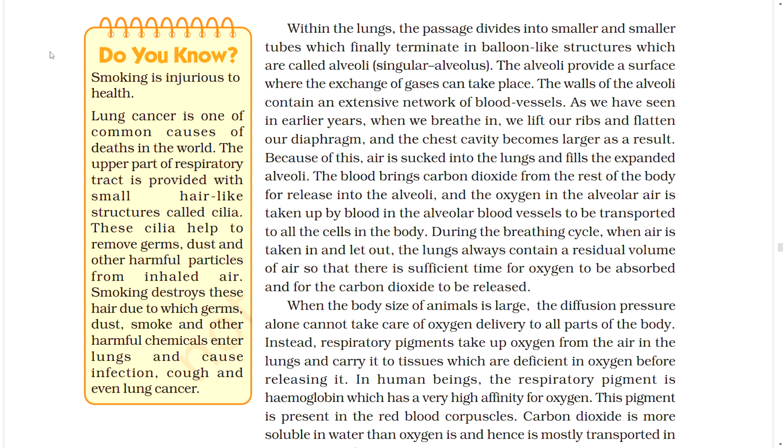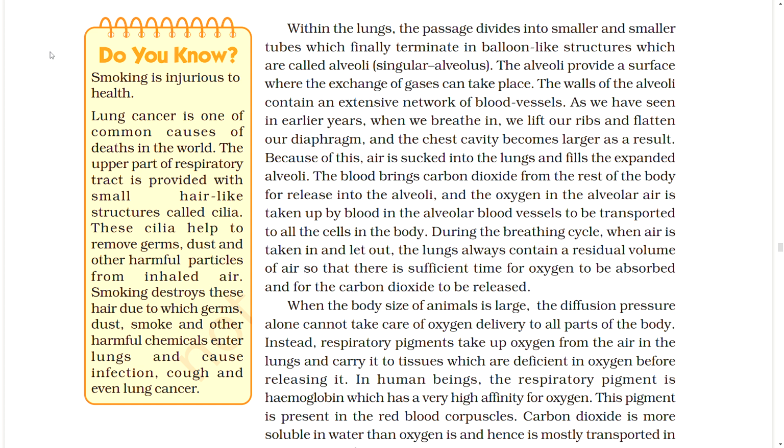Within the lungs, the passages divide into smaller and smaller tubes which finally terminate in balloon-like structures called alveoli, singular alveolus. The alveoli provide a surface where the exchange of gases can take place. The walls of the alveoli contain an extensive network of blood vessels, as we have seen in earlier years. When we breathe in, we lift our ribs and flatten our diaphragm, and the chest cavity becomes larger as a result. Because of this, air is sucked into the lungs and fills the expanded alveoli.